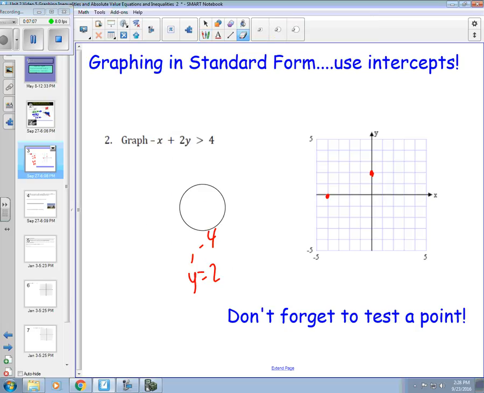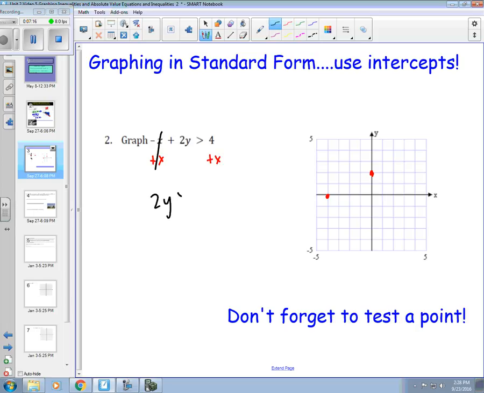Another option would be to get it in slope-intercept form. Maybe some of you did it that way if you add x to both sides. Now you got 2y is greater than x plus 4. We could divide by 2. Divide everything by 2 there. That cancels. We're dividing by a positive, so we don't need to flip the sign. 4 divided by 2 is going to be 2.